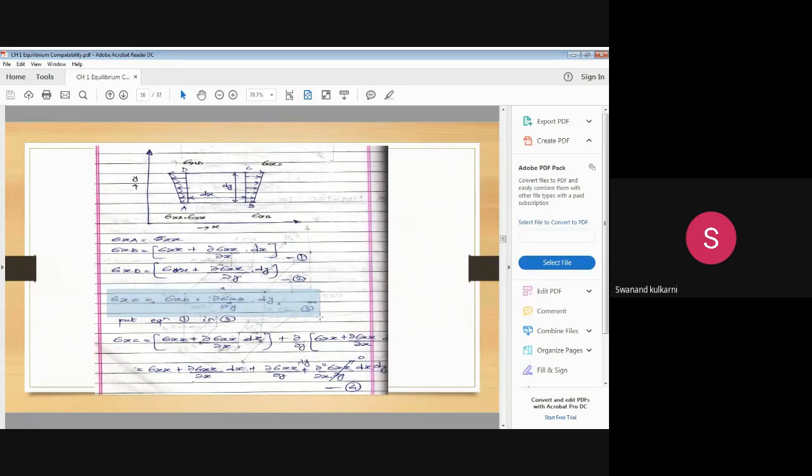Equation number 3: what is the stress present at point C? Now we come to know the stress present at point A, sigma xx. Now sigma xb is sigma xx plus dou sigma xx upon dou x dx. At point C, it is sigma xb plus dou sigma xb upon dou y into dy.